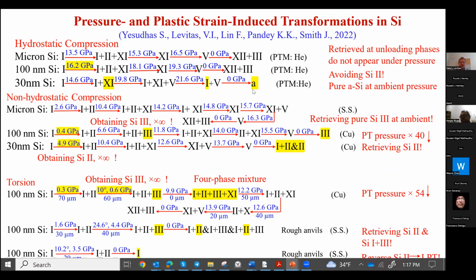And this is a summary of some other results for phase transition in silicon. For example, for 30 nanometer particles, silicon 2 does not appear at all in the hydrostatic condition, but we obtain it with plastic straining at 4.9 GPa. Also, nobody could retain silicon 2 because at unloading it transforms to completely different phases. But after plastic straining, we retain silicon 2, and in some regions even pure silicon 2. Then also nobody could obtain reverse phase transition from silicon 2 to silicon 1, again because other phases appear. And we obtain it because we obtain direct phase transition at a very low pressure, and other phases don't appear.